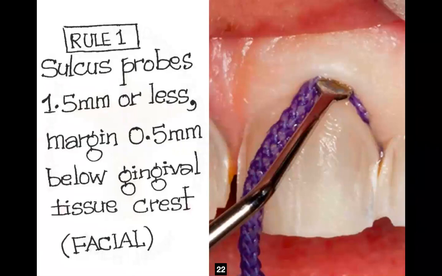If you're probing the sulcus and it is coming out to be 1.5 mm or less, what are you supposed to do? You're supposed to place the restoration margin 0.5 mm below the gingival tissue crest. This is especially important in cases of facial aspects because it will eventually prevent the biologic width violation. I hope you've written rule number one. Only 0.5 mm below the gingival crest. Not more than that should you extend, okay? Especially for the facial aspects if you want to prevent the biologic width violation.